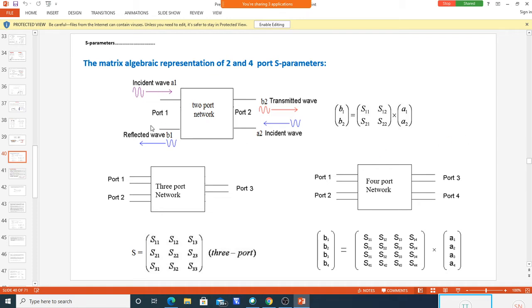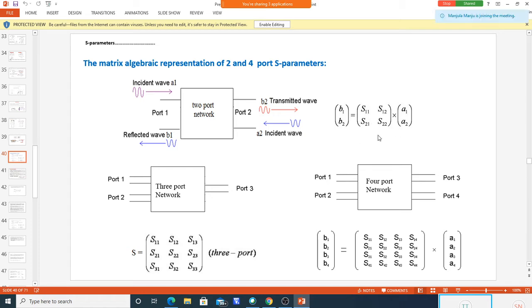Because as the frequency changes, the parameters may change here. They may not remain the same, because this network is made up of inductors, capacitors, resistors, and active elements, and their behavior does not remain the same as the frequency changes. Automatically, the scattering parameters also change with respect to frequency. That's why S parameters depend on the frequency, so we have to specify the value of these parameters at a given frequency.